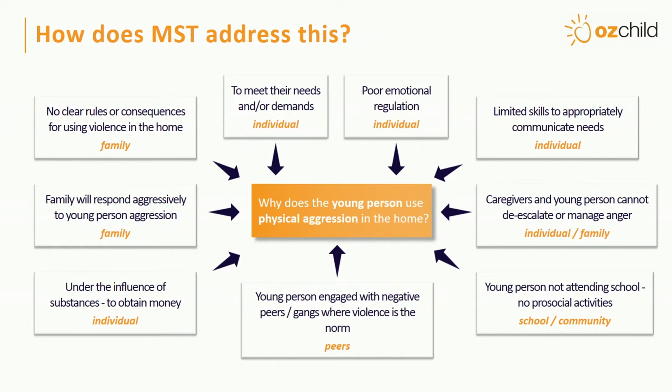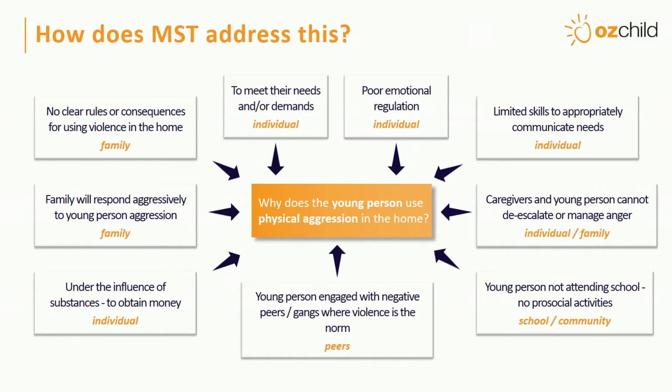What an MST clinician would do with the family is a collaborative process. They would ask the family, they would ask the young person, they'd ask all the key stakeholders in that young person's life why they feel that the young person might be using aggression or violence. We'd identify the key drivers, in collaboration again with the young person, the family, and the stakeholders. And then we would formulate and implement appropriate interventions that address those key behaviours.